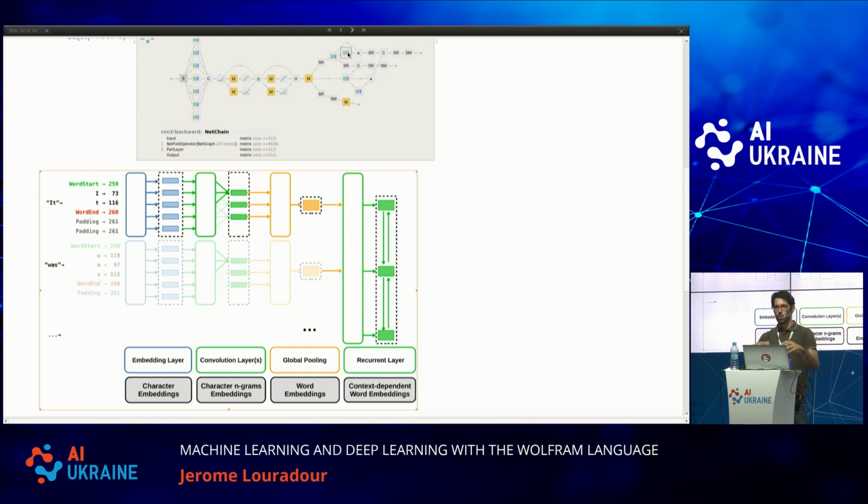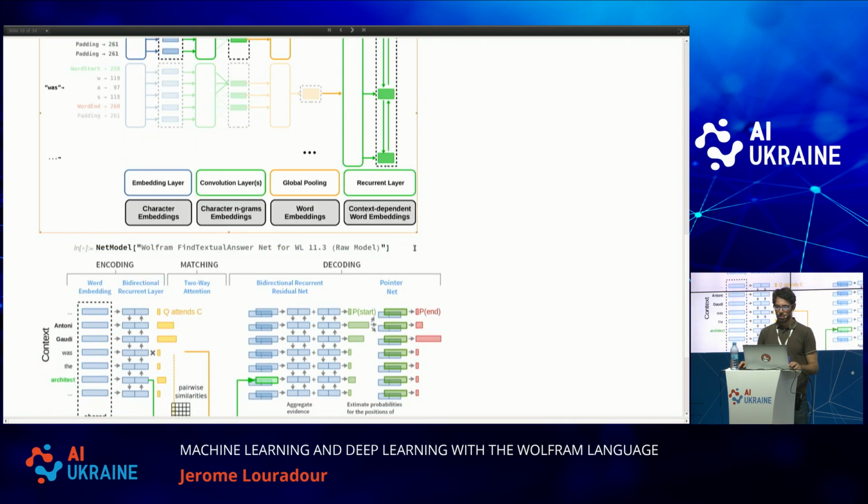So the max pooling is done on each word. After the max pooling, you have a vector for each word, and then you apply a recurrent neural network on this.